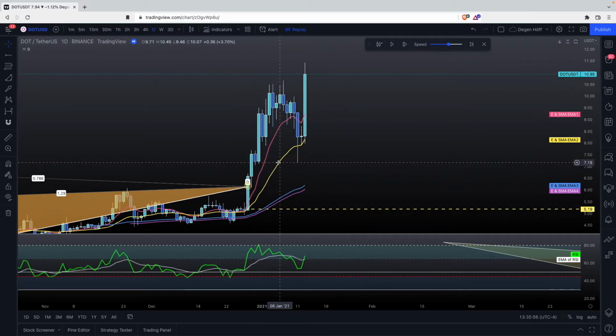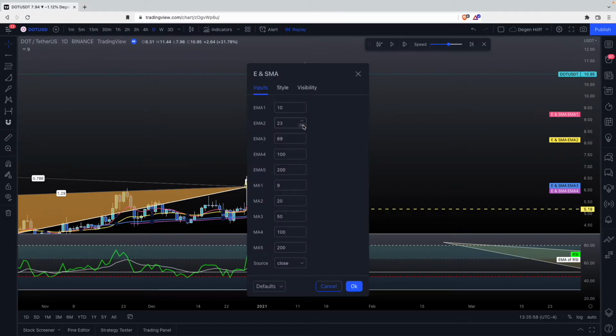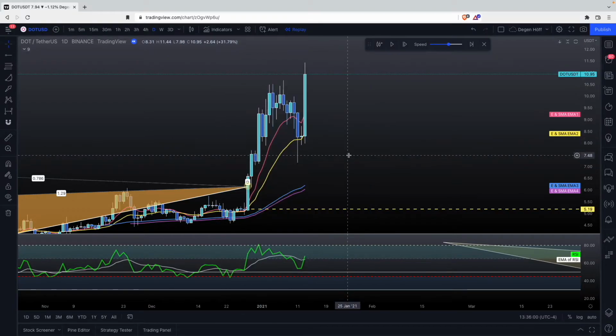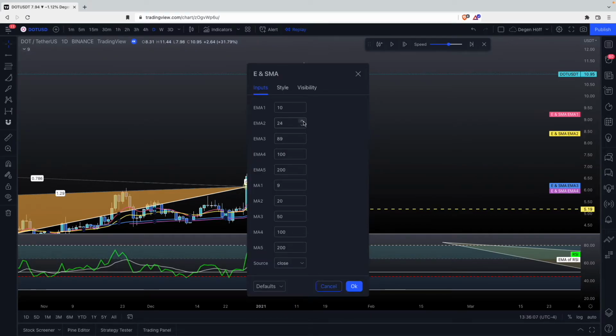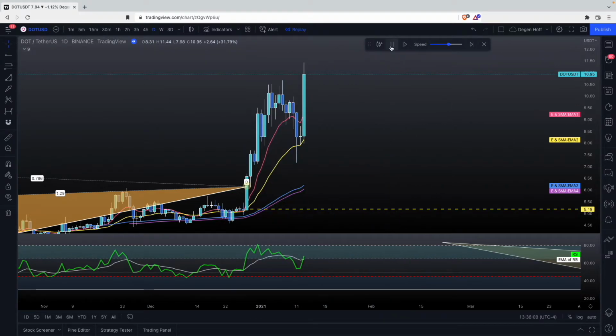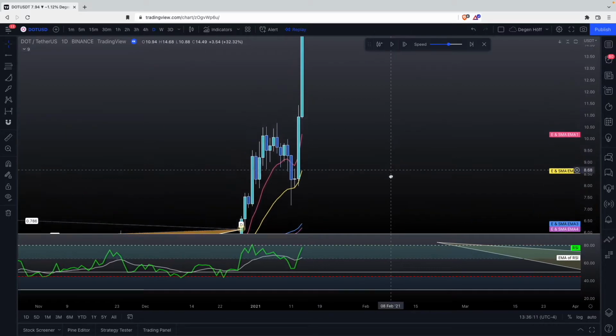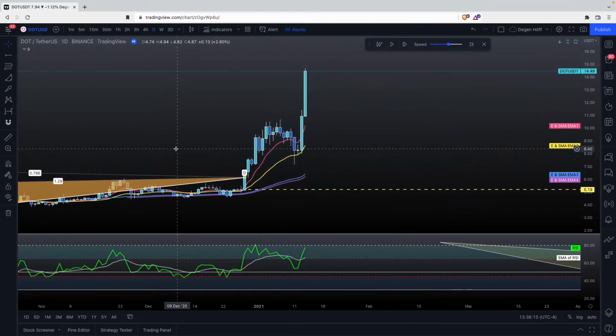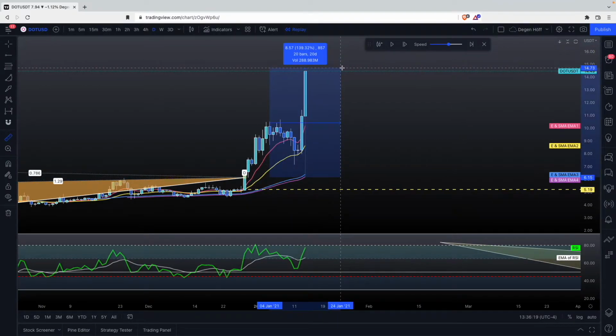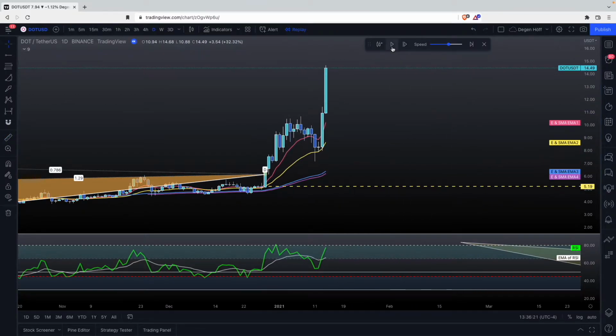Now if this EMA, let's see how it would have been if it was a 21. I'm just curious. It's kind of on the line, so not really. That wouldn't have done anything on this one. See, you would have missed out on so much by just closing here. The additional gains were 139%.